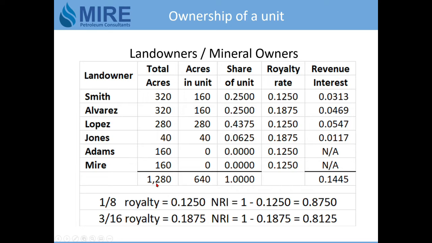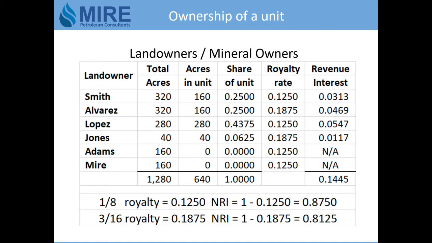That's two sections, 1280. But the unit is only 160 acres. So how much land do they have in the unit? So the Smith family only has half of their land in the unit. So what share of the unit would they have? So you just take 160 divided by 640, and that's 0.25.